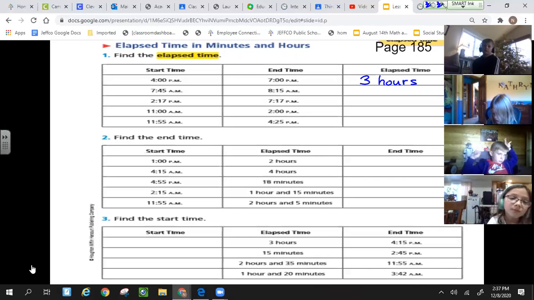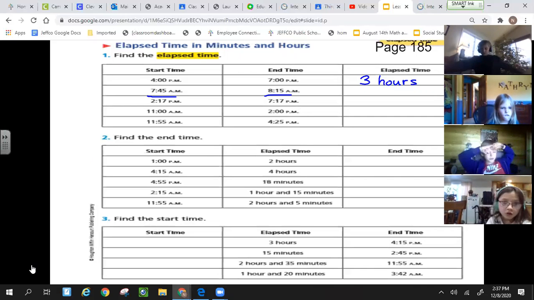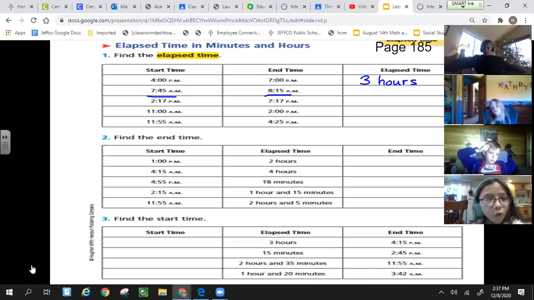Now it gets a little trickier. We have to go from 7:45 to 8:15. That's a little tougher. Anybody want to share an idea on how we might figure that out? Max Diesberg, what do you think? Any ideas?